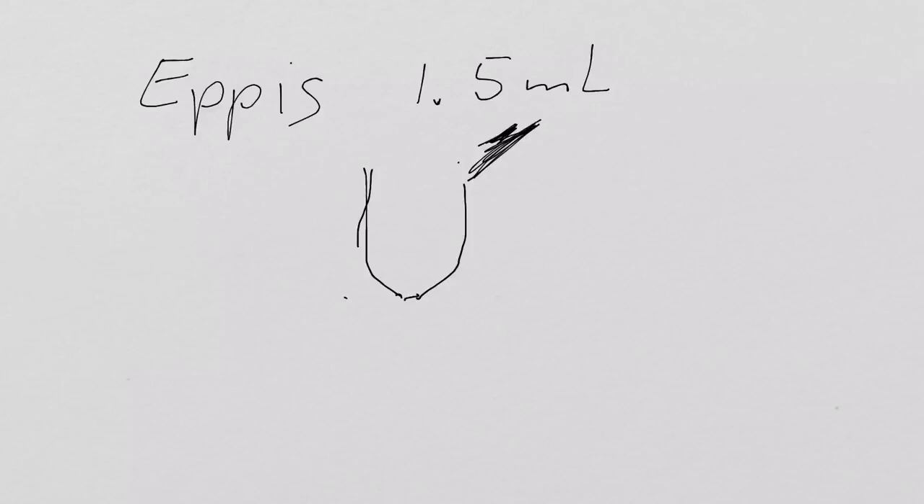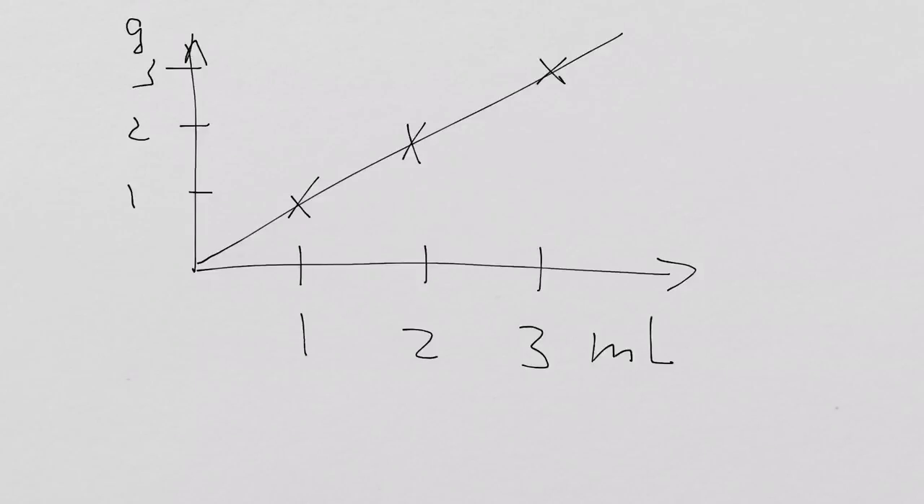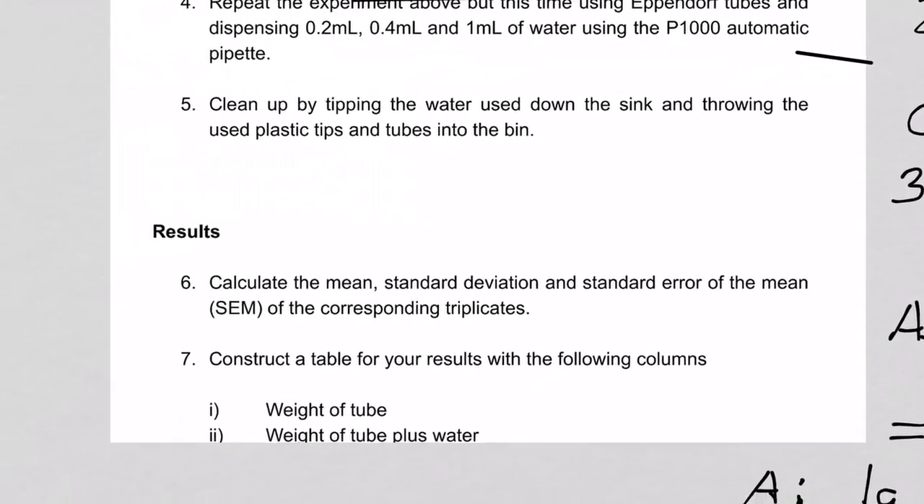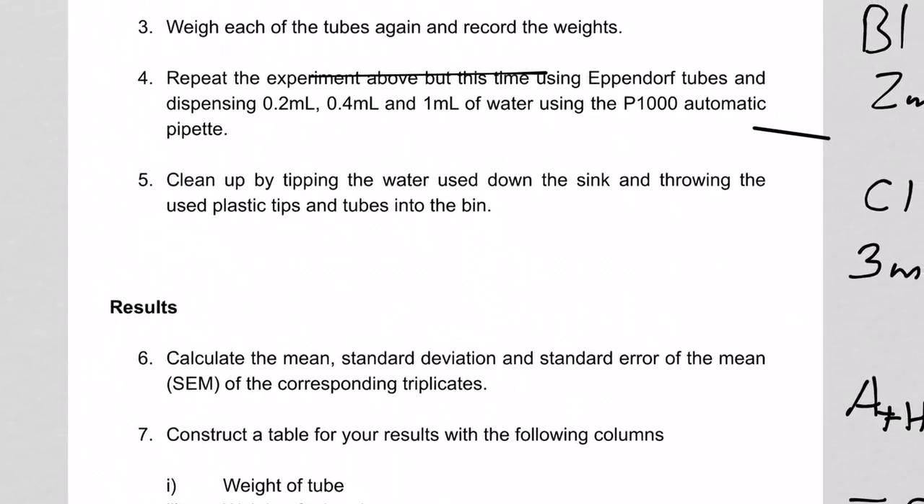And again, you use A1, A2, A3, B1, B2, B3. You measure them empty, how much they weigh. And you add a certain amount of water. Let me check how much water you add. Yes, you add 0.2 milliliter to A, 0.4 milliliter to B, and 1 milliliter to the C tubes. You use these P1000 automatic pipettes. Can anyone remember what the color of the pipette tip is for 1000? It's blue, exactly. Yep.